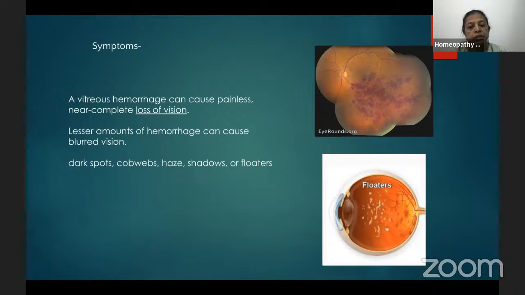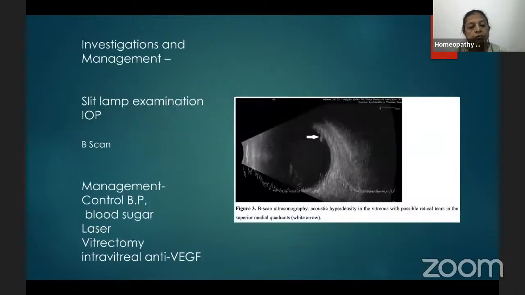In the initial stage of vitreous hemorrhage, the patient may complain of dark spots in front of the eye, maybe one or maybe many, which move along with the movement of the eyeball, or there may be haze or shadows or floaters. So we have to keep this in mind and try to see whether there is any bleeding in the periphery. What I told you about full vitreous hemorrhage, we have to do B scan.